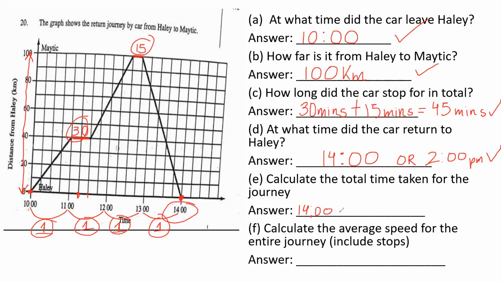So 14 o'clock minus 10 o'clock equals what? 4 hours. Now, by the way, anyone got E right? 4 hours. Yes, sir. Okay, good. So E is 4 hours.